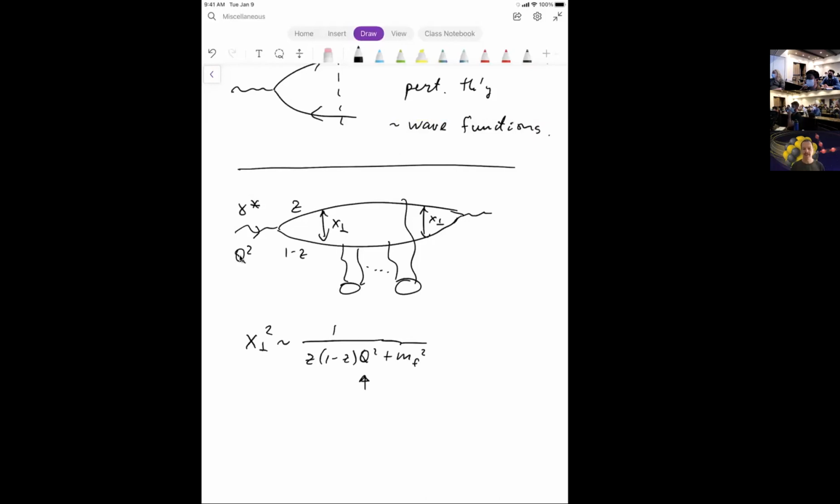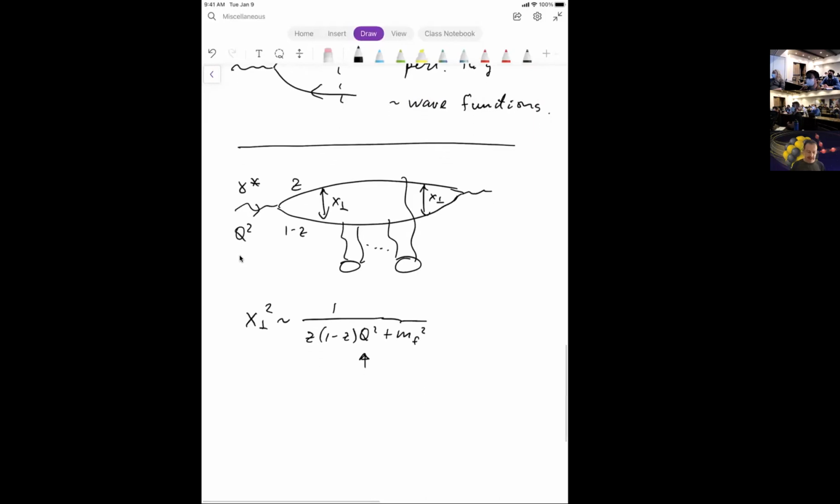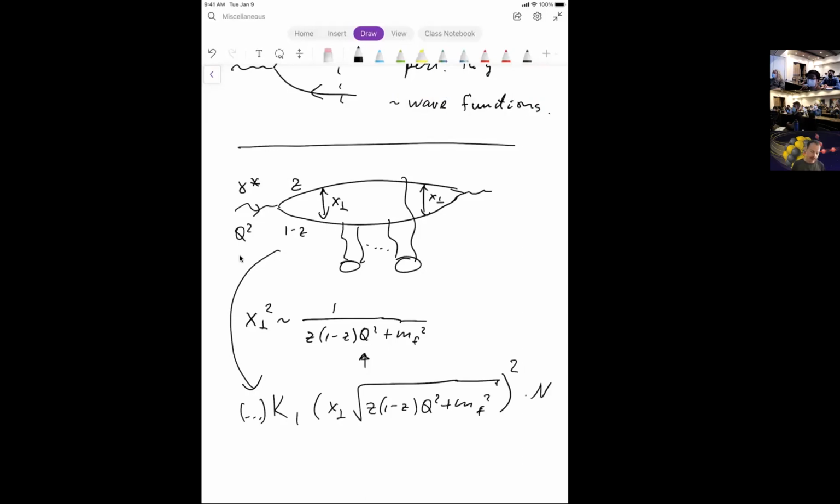Because you integrate over x perp, and this wave function generates some sort of Bessel functions like K1 of x perp times the square root of everything I just wrote, z(1 minus z) q squared plus m_f squared. You have to square this thing. There are various prefactors. You have the amplitude N, and you integrate over d2x perp and dz and d2b. So x perp, of course, is an intrinsic variable of the integral if you're interested in the DIS cross-section.